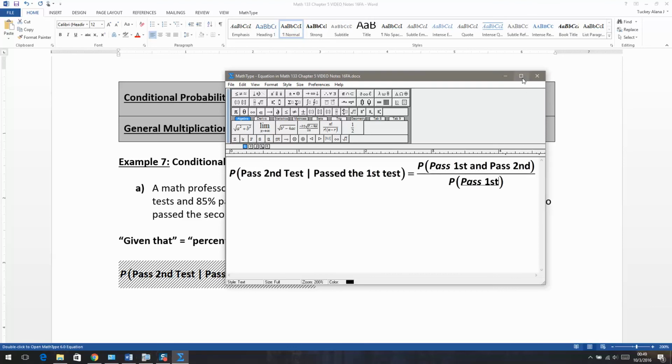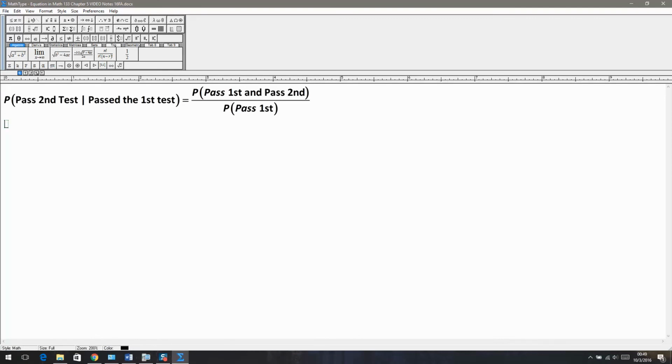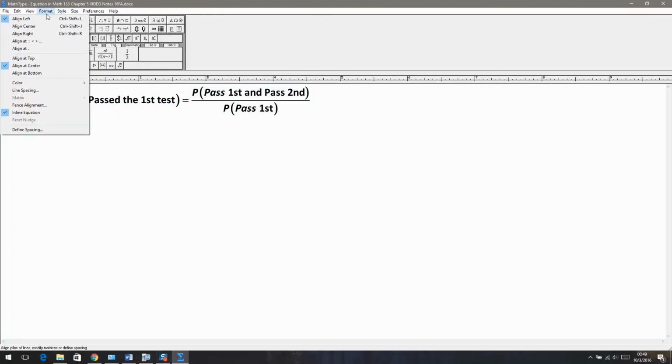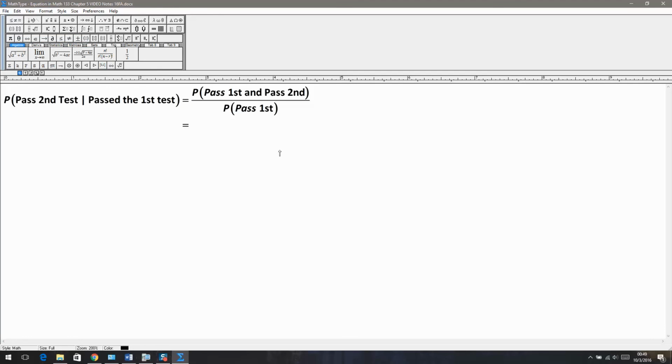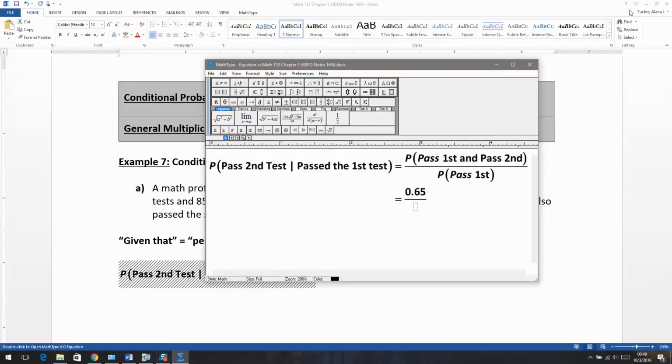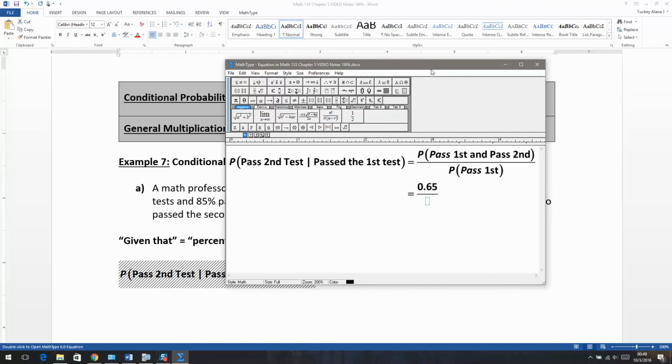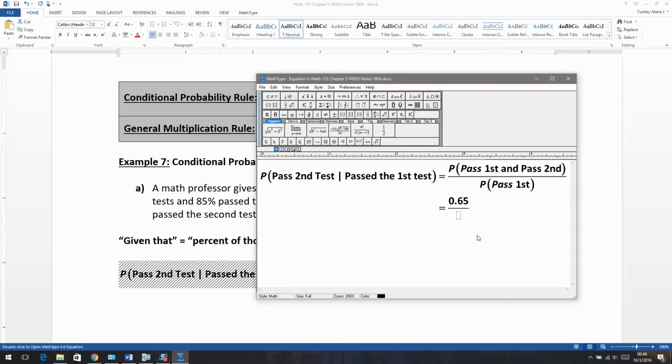Well, both of these were given to you in the problem, right? It's a little hard to see, but they tell us that 65% pass both of them. Well, if that's the case, then that means that the numerator is 0.65. And then they tell us that 85% pass the first test, so 0.85 in the denominator.